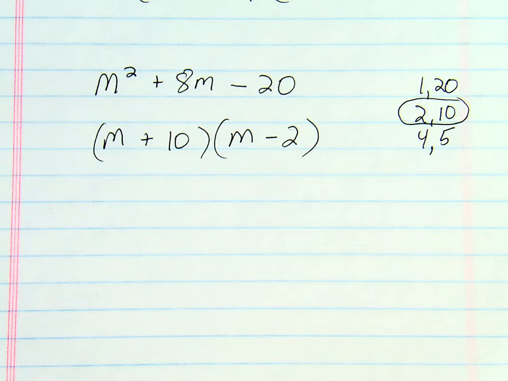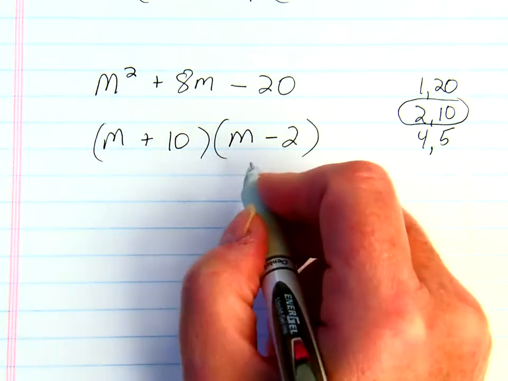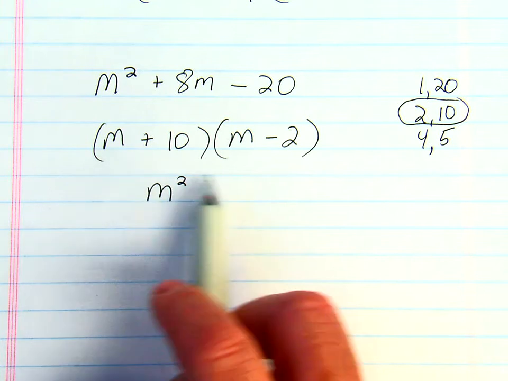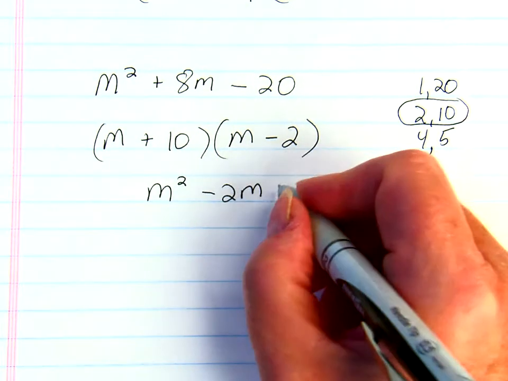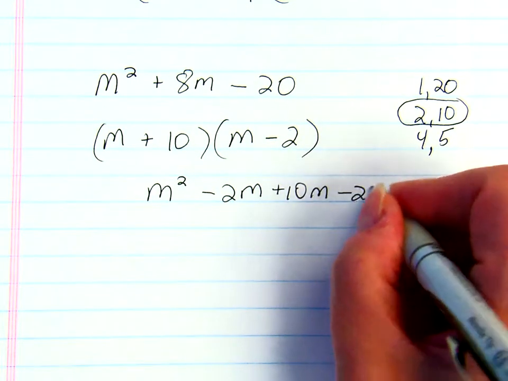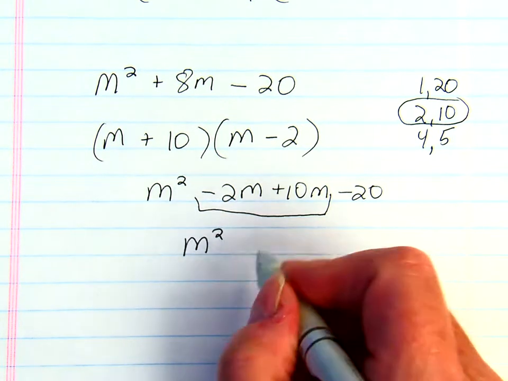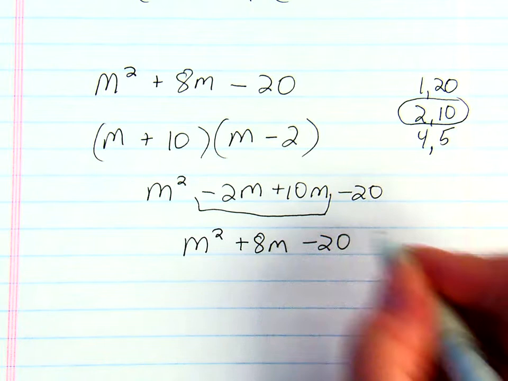Now, we have been checking these, but I really think that you need to be very proactive with checking all of these. So I'm going to take my m times m, getting my m squared. Outside, m times a negative 2, so minus 2m. Inside, positive 10m. And then outside, negative 20. And when I combine these two, I end up with m squared plus 8m minus 20.